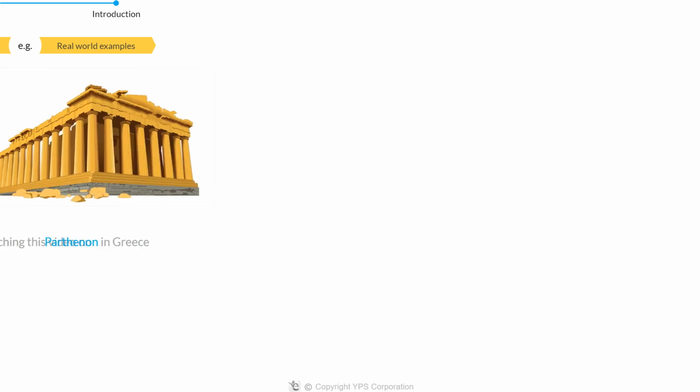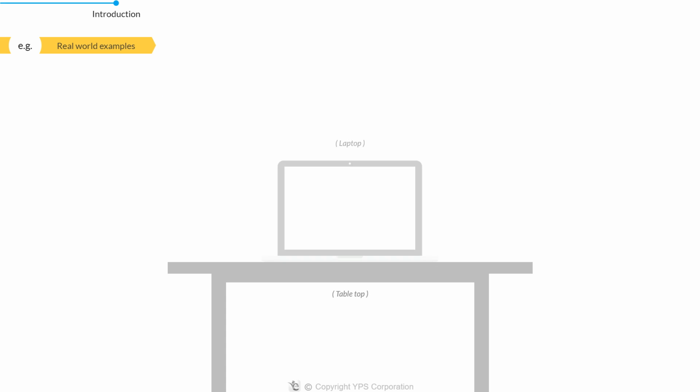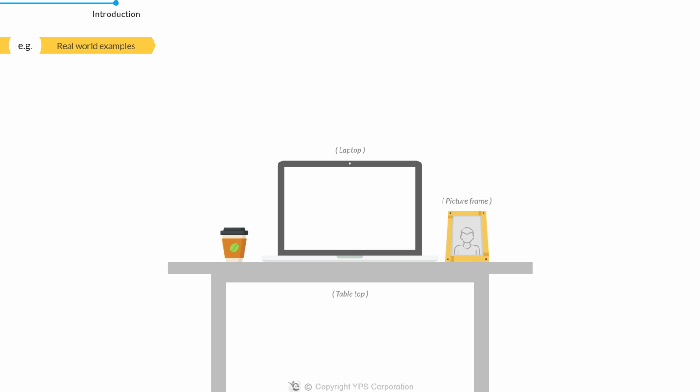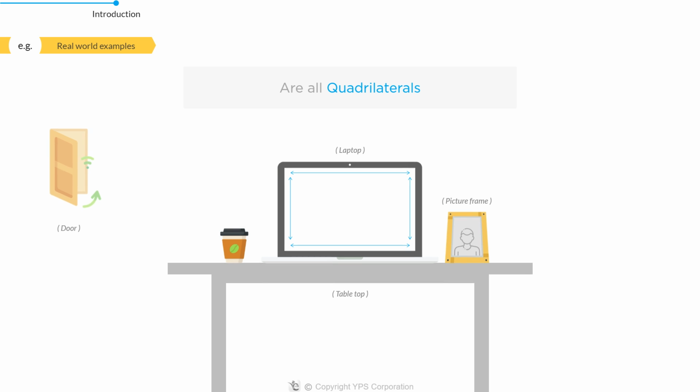And that's not all. The tabletop where you keep your laptop and sip your morning coffee, the picture frame where your best moments get captured, and the door that you just entered from, all are examples of quadrilaterals. Thus, anything with four sides, even if the sides are uneven, is a quadrilateral.